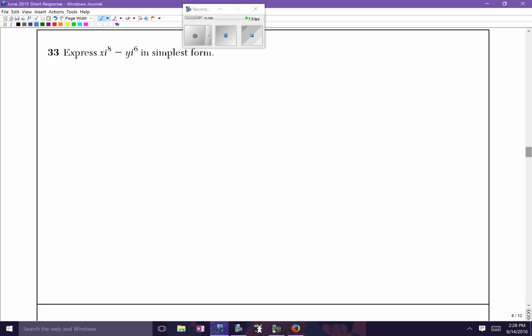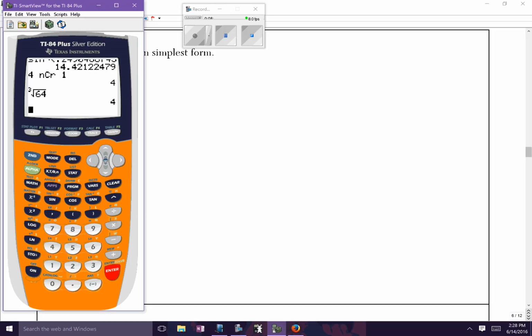Express x times i to the 8th minus y times i to the 6th in simplest form. Well, if you ever panic on your calculator, you can hit math. You can go over here to number, and choice 3 says i part. Well, if I don't remember what i to the 8th is, and I remember my i part button, i to the 8th has a value of 1. If I forget what i to the 6th is, I can go to math, go over to number, go down to choice 3, i part. I'm going to hit i raised to the 6th, which has a value of negative 1.